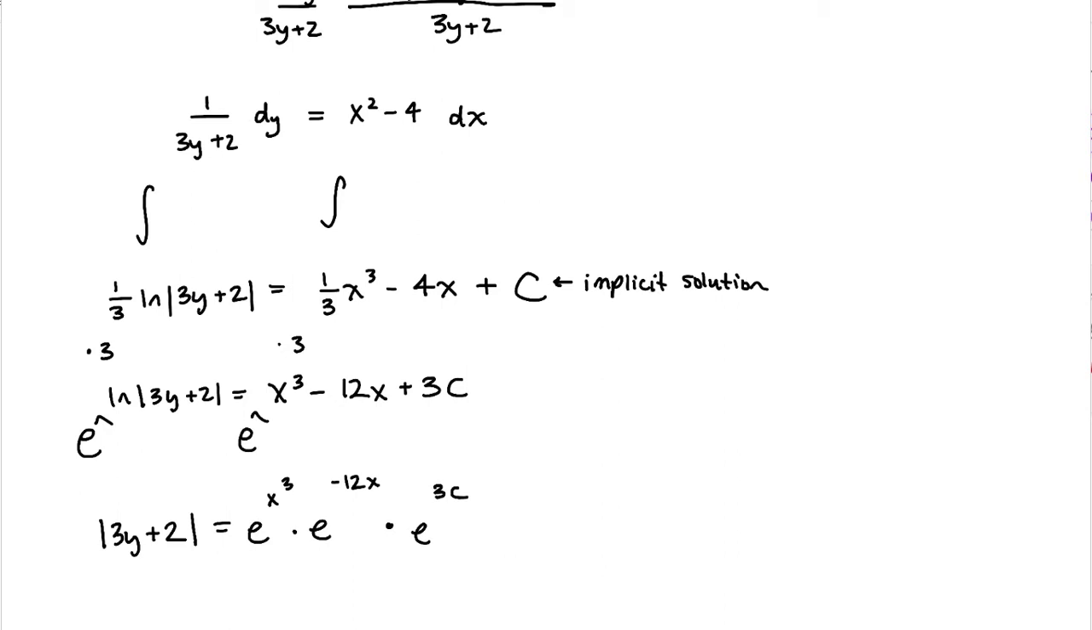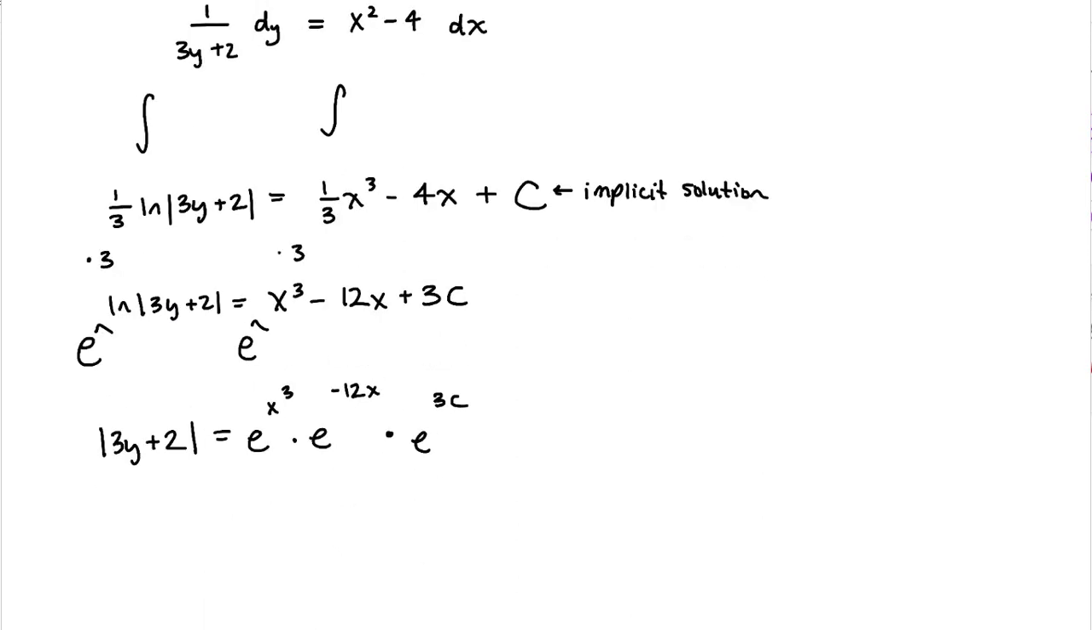Okay, and right now it's going to seem like, well, why would you split up the right-hand side using exponent rules? The reason I'm doing this is because I have a constant, e to the 3c. That's just going to be a number. So I am going to choose to rename this, and we're going to call this a new constant, d. So we'll call this d. Okay, so now if I want to drop the absolute value bars, I need to use the fact that it could be plus or minus, and it's going to depend on the initial condition. So this is 3y plus 2 is equal to plus or minus d e to the x cubed.